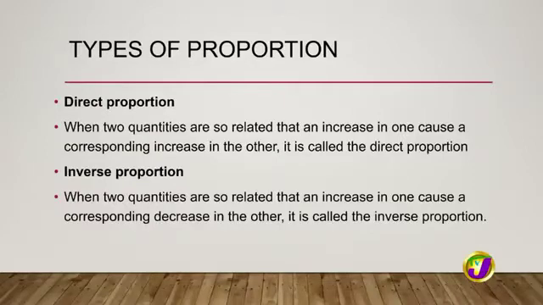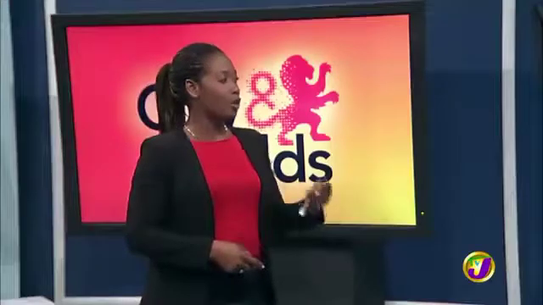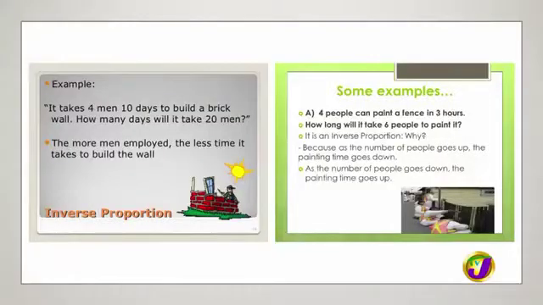Then we have inverse proportion. One is increasing while the other is decreasing, so they're going in opposite directions. So we'll start off with our inverse proportion. Let us look at these two examples. It takes 4 men 10 days to build a brick wall. How many days will it take 20 men?